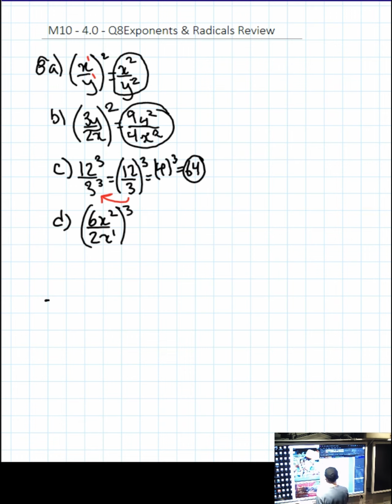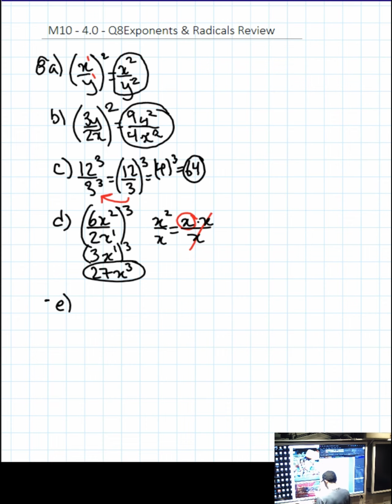6 divided by 2 is 3. X squared divided by x is x to the 1. If I subtract the exponents, 2 minus 1 is 1, or simplifying using multiplication because x squared over x is equal to x times x over x, and x divided by x is 1, so I can cancel, and that's why it's just x. So we get 3x to the 1 all cubed. Remember, if you can simplify the inside, always do it first. 3 cubed is 27, and x to the 1 times 3 is 3. Circle our answer.